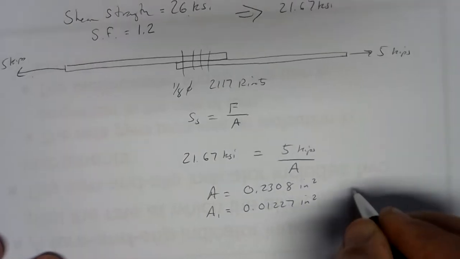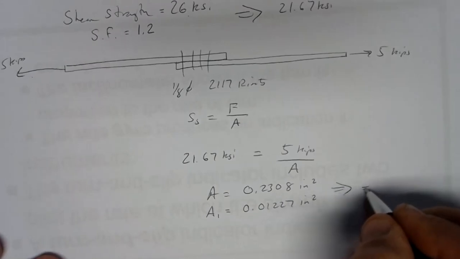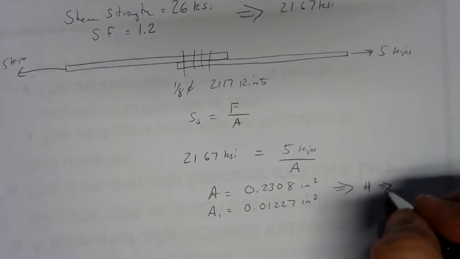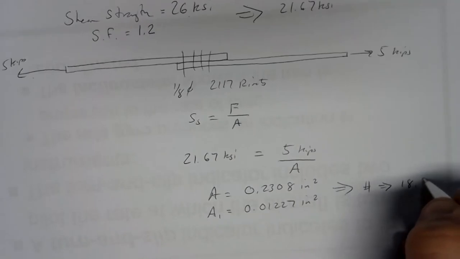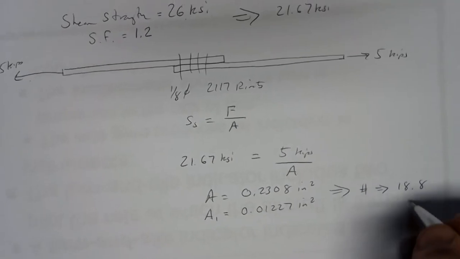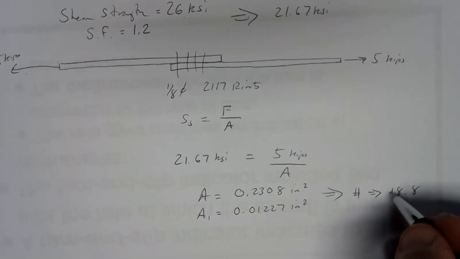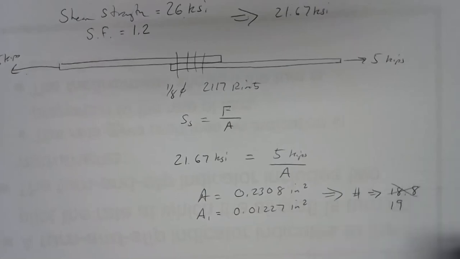Well, for an 1/8 inch rivet, from our previous drawing, we had 0.01227 square inches per rivet. So therefore, the number of rivets will be 0.2308 divided by 0.01227, and that's 18.8. So we'd go up. We always go up on the number of rivets, so we'd use 19 rivets.